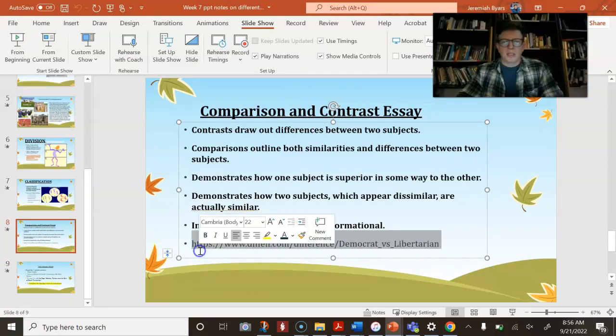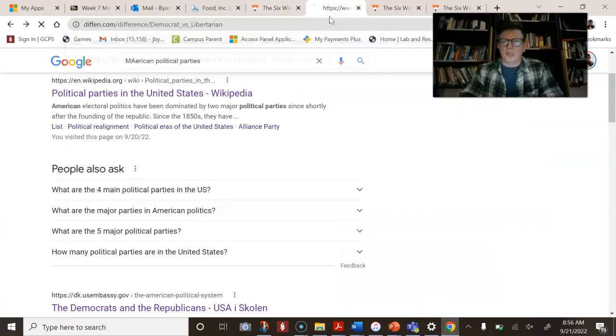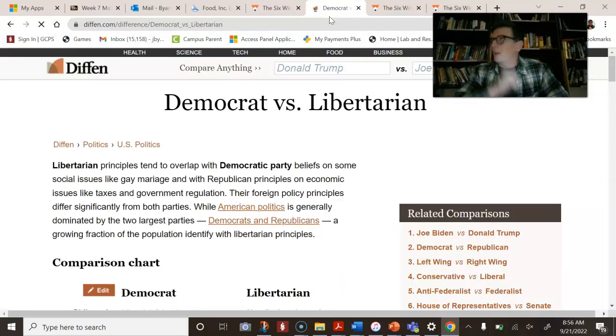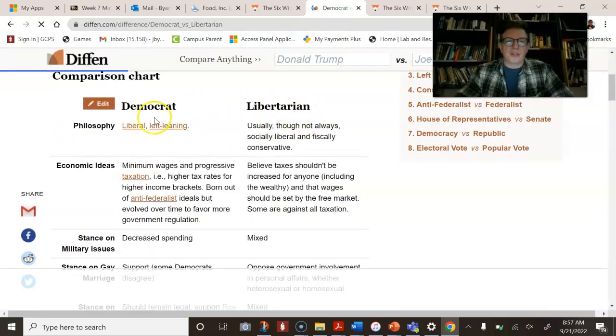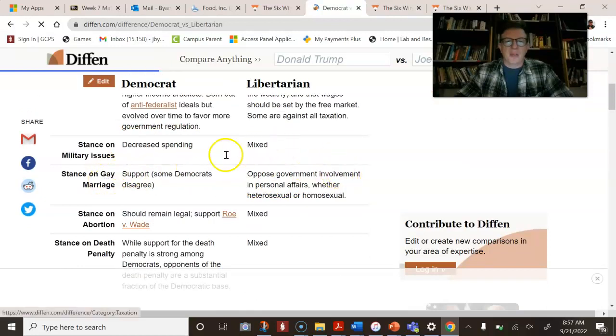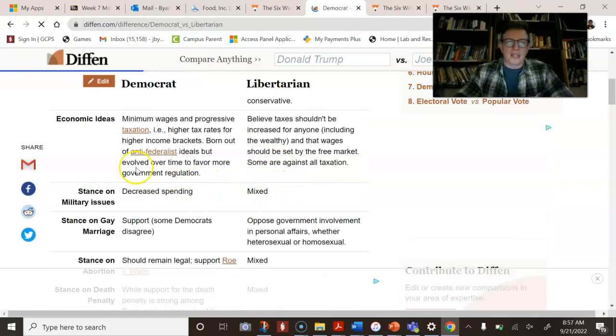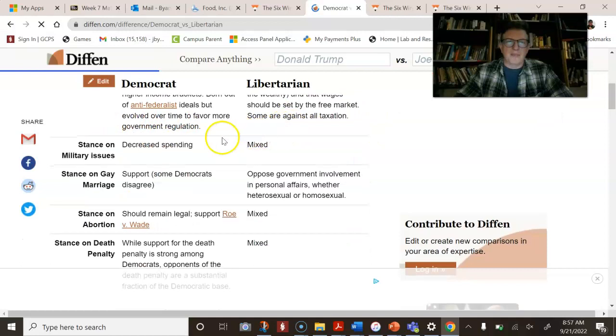Differences between Democrat versus Libertarian, and this is also posted in the week 7 folder. Look, they're being discussed next to each other. This very much is a comparison contrast where you're not just reading about one of them and then the other one. You're reading about them both on these different issues. Here are democratic economic ideas and these libertarian economic ideas. Stance on military, stance on military, stance on gay marriage, stance on gay marriage.